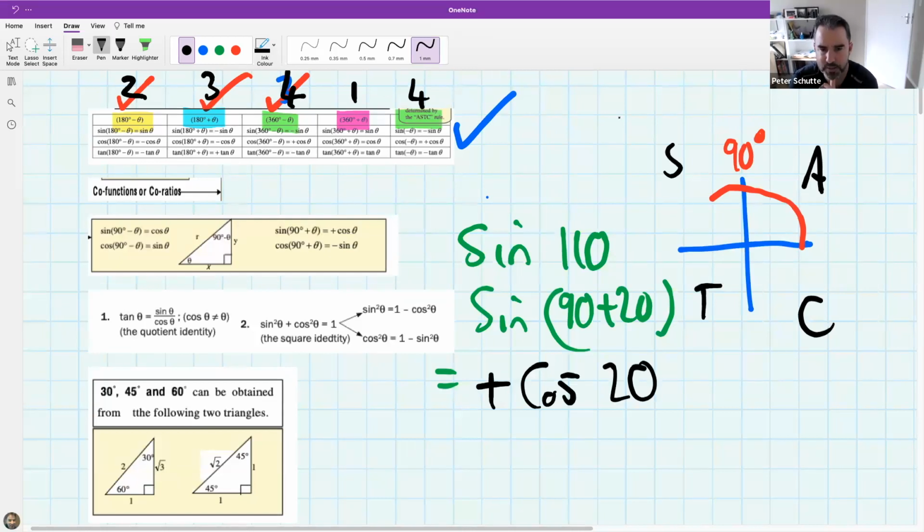Give me a thumbs up if you followed the co-ratio reduction though. Give me a thumbs down if you didn't follow it.